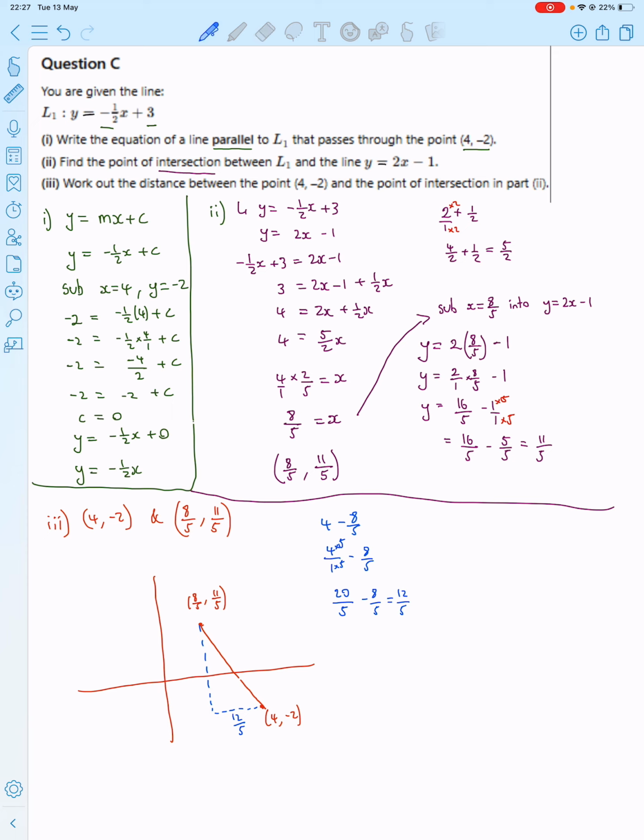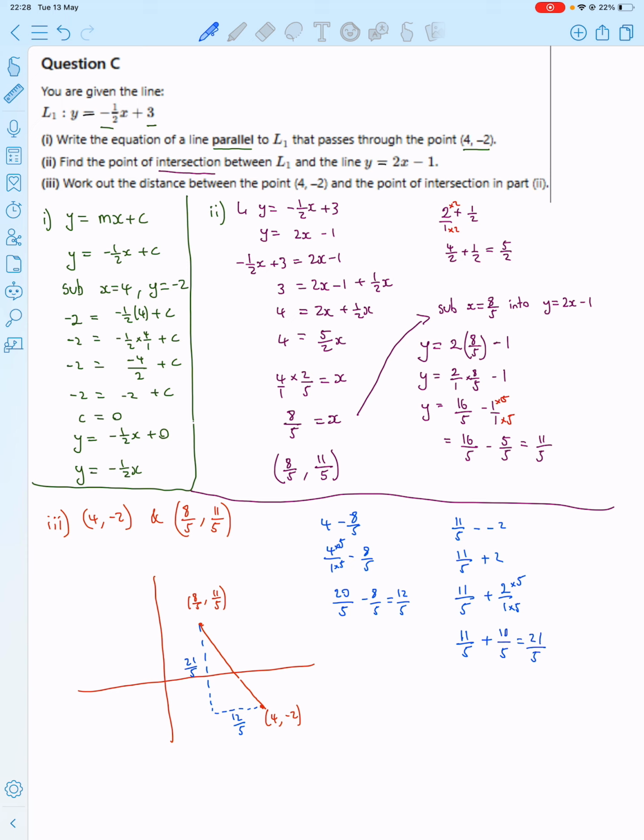Notice how I'm leaving things as improper fractions because it makes it easier for doing calculations. And then the same here, to go from minus 2 up until 11 over 5, we're going to find the difference between those two things. So we're doing 11 over 5 minus minus 2. So that's the same thing as 11 over 5 plus 2. So 11 over 5 plus, well, 2 over 1 times by 5, times by 5. We get 11 over 5 plus 10 over 5, which equals 21 over 5. So this is 21 over 5.